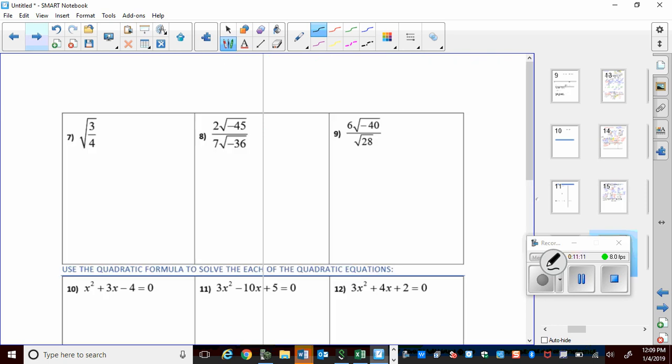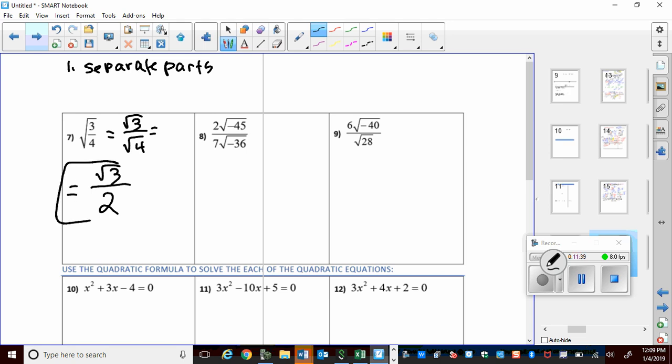So can this be reduced? I don't know. But I like to separate parts if it can't be reduced. That means I have the square root of 3 over the square root of 4. I know that the square root of 3 does not reduce anything. However, the square root of 4 does. And my final answer is this. Okay?